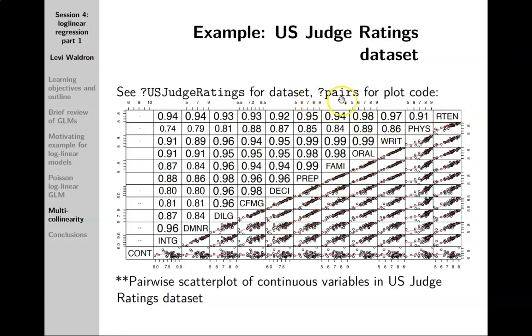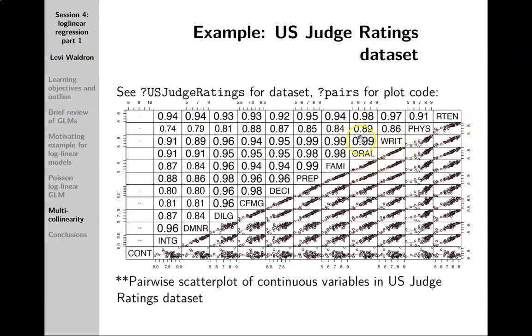And I made this plot with this pairs function. If you just type ?pairs, you'll see the code that I used for this. It's also in the lecture R Markdown file. I just didn't show it on the slide here. But you see here some pretty extreme multicollinearity. So some of these, like say oral and written, are almost on a perfect straight line.